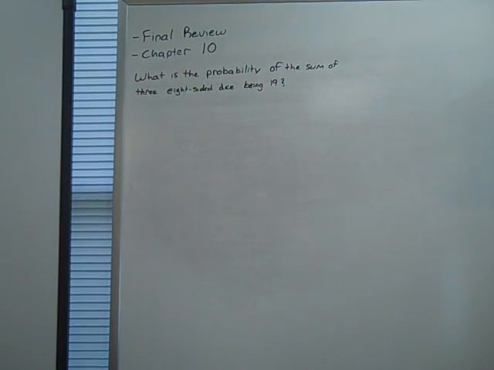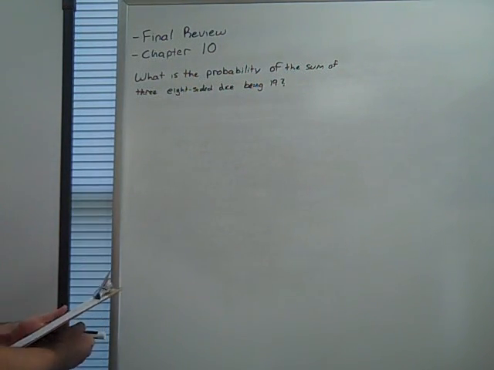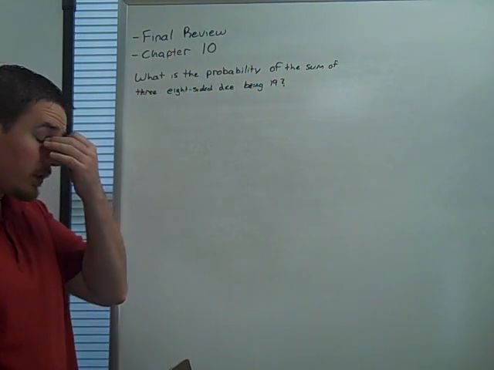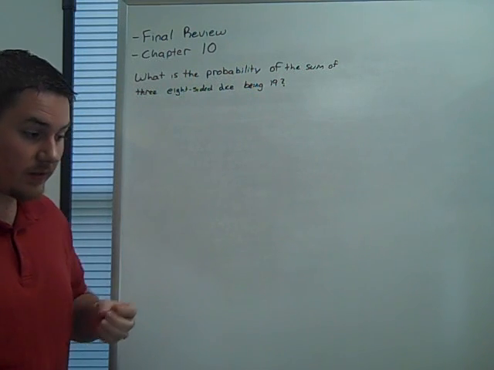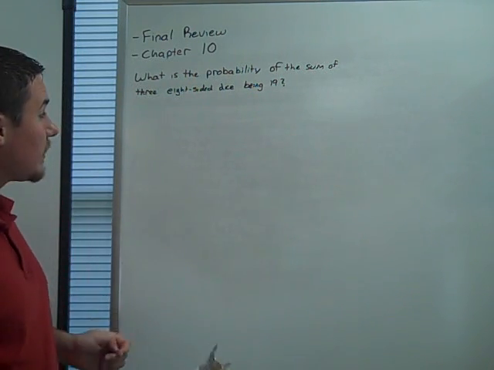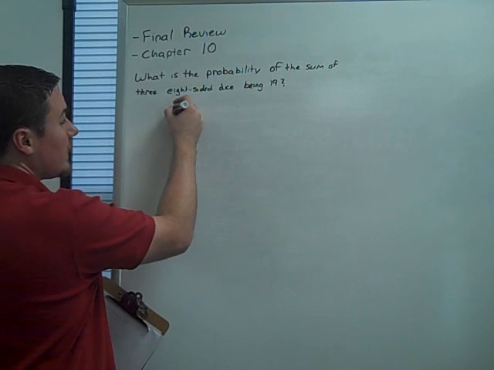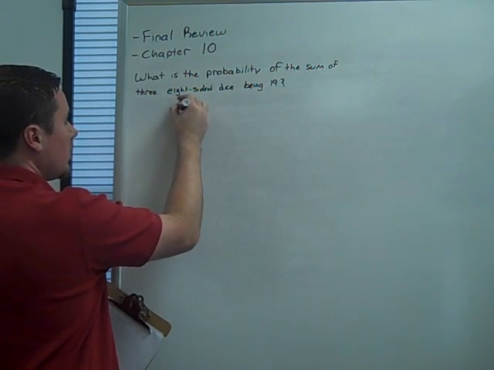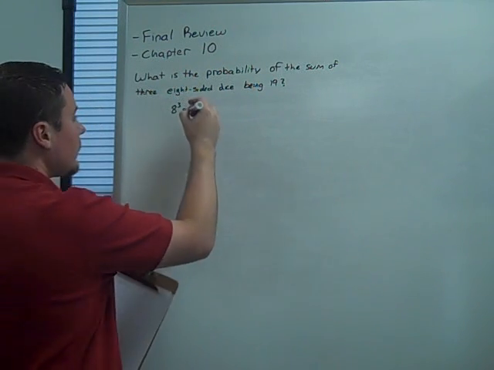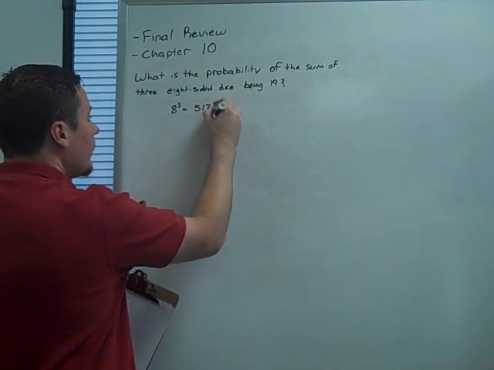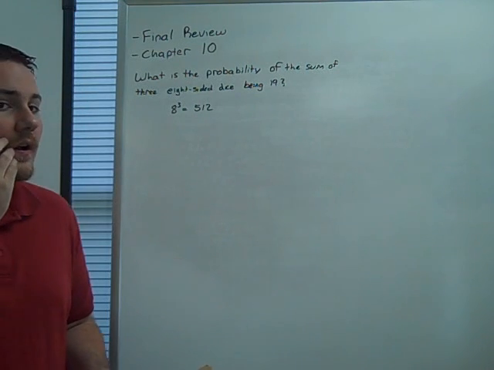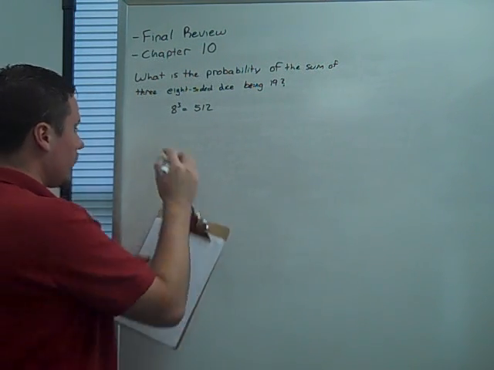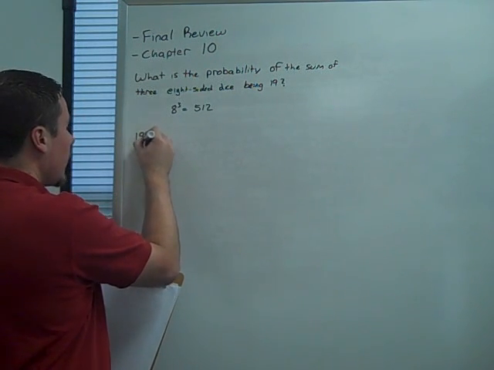For this next problem from chapter 10, we have the probability of the sum of three 8-sided dice being 19. Well, first, let's define our event space, or that is the number of ways that this could happen. If I have three independent 8-sided dice, then that's going to be 8 cubed, or 512. There are 512 ways for me to roll these dice. So the question is, how many of them will add to 19?